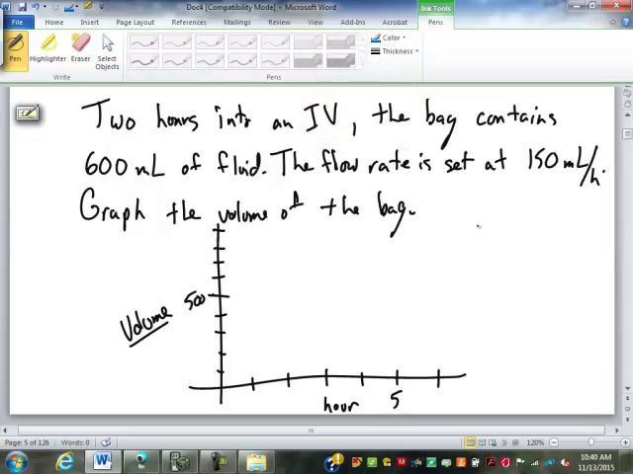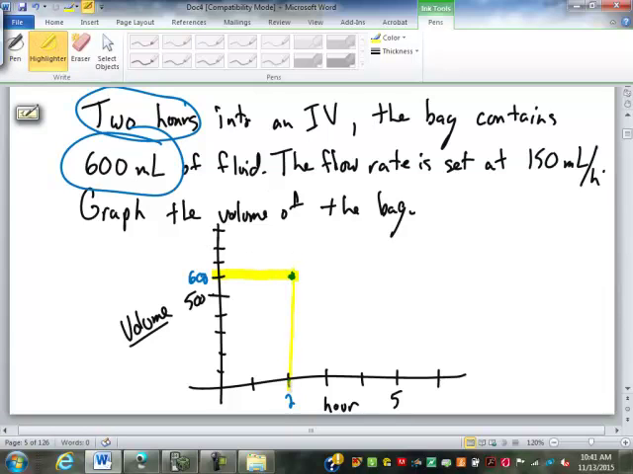And now we have a starting point. Can anybody pick out what the starting point is here? At 2 hours, the volume is 600. So here's 2 hours. Here's 600. We're right about there. So rather than starting at a y-intercept, we can start at some point out in the middle of the graph. It doesn't matter.